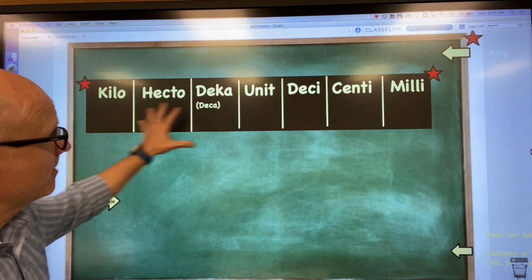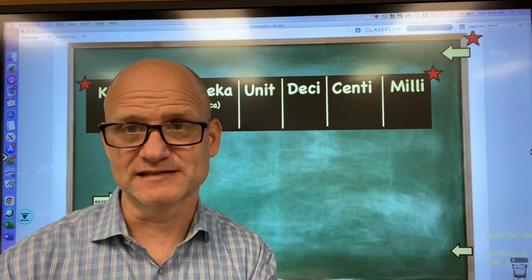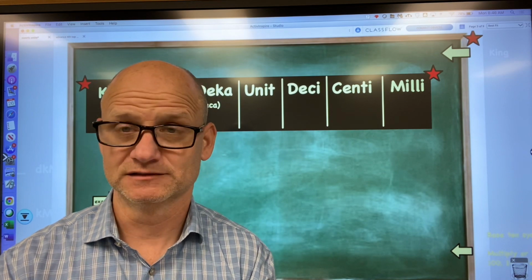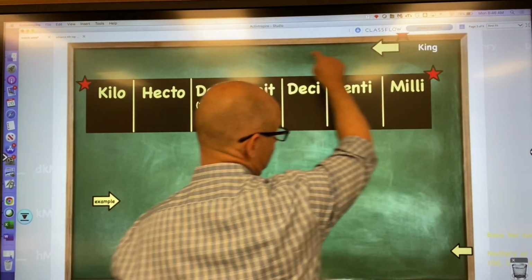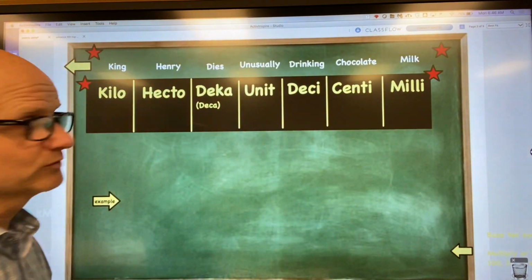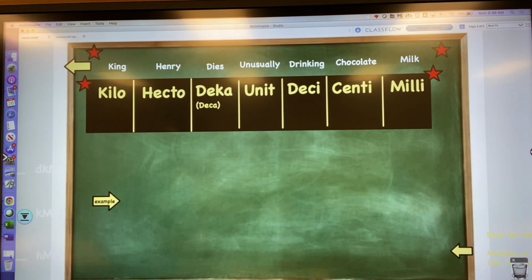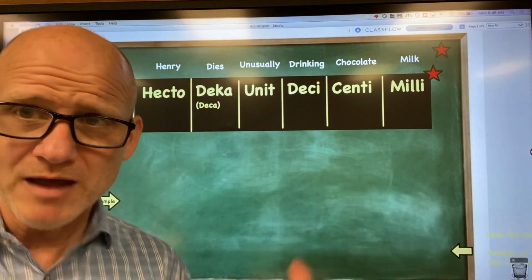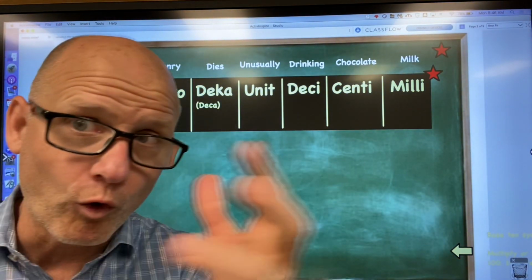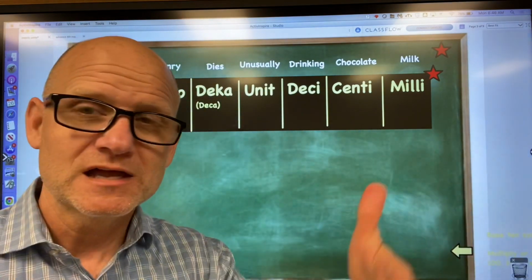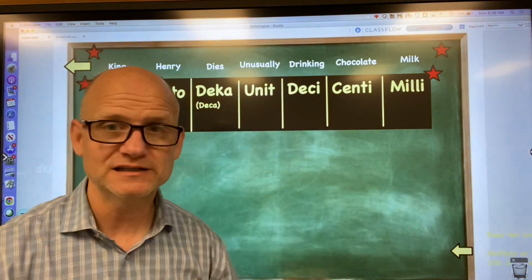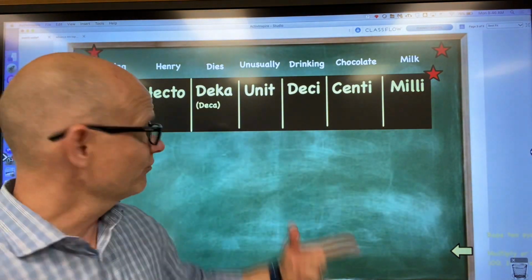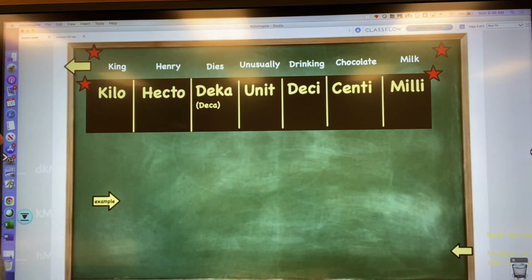Now, how do I memorize this? Well, some of us just know it. It's kilo, hecta, deca, unit, deci, centi, milli, okay? Some of us make a phrase, and I want you to write this down because this will help you. Like some people will say, King Henry dies unusually drinking chocolate milk. And that helps you remember the words that you should be putting when you make up the metric system, because you'll need to know the order of this in order to solve problems. So write that down too. King Henry dies unusually drinking chocolate milk.